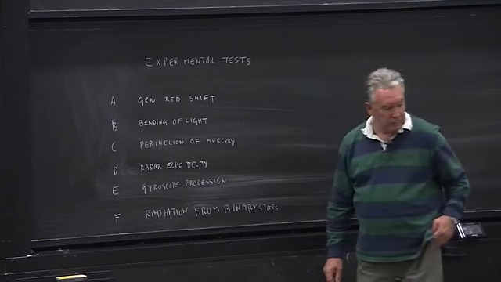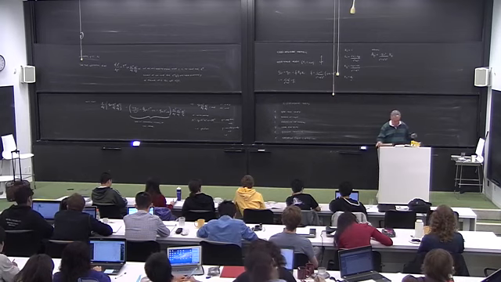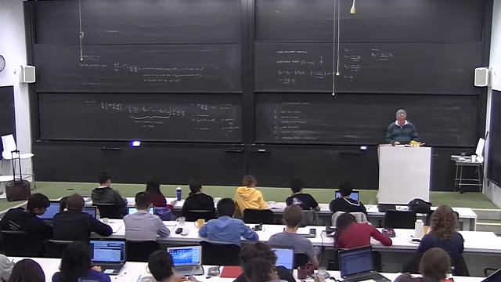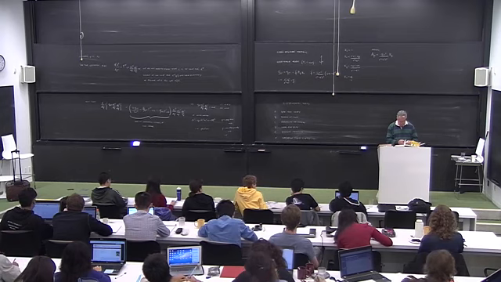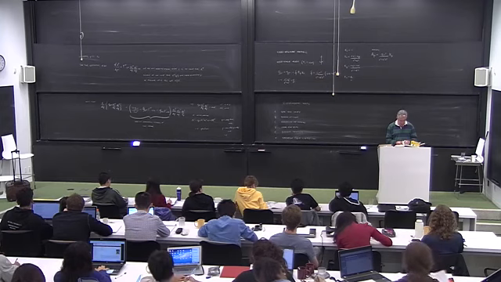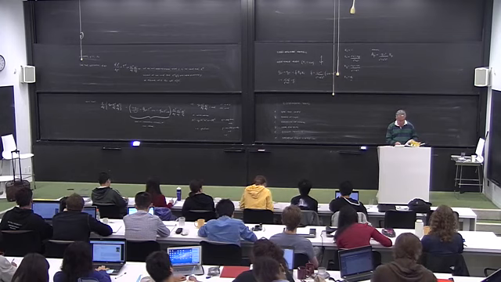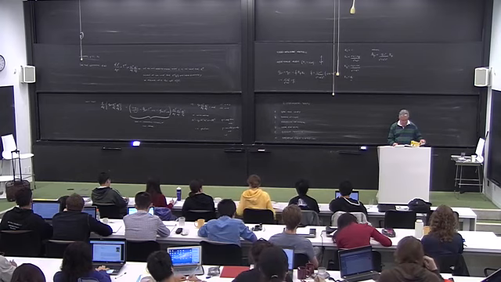Now, these have a somewhat different status. We're testing somewhat different things in each case. For example, as we'll see, the first one is not really a test of Einstein's equations in the full sense. It's really a test of the equivalence principle. 2 and 3, or B and C, are tests of Einstein's equations, but they're only testing the Schwarzschild metric.